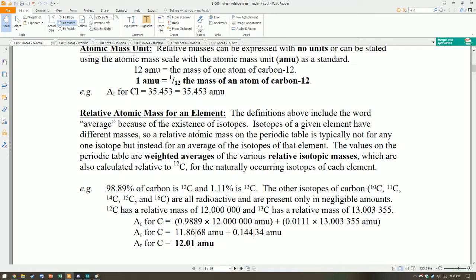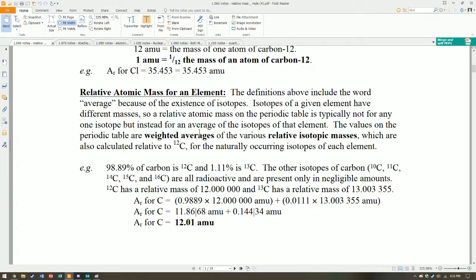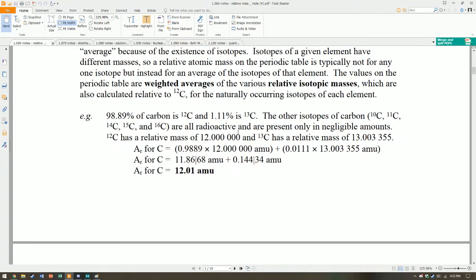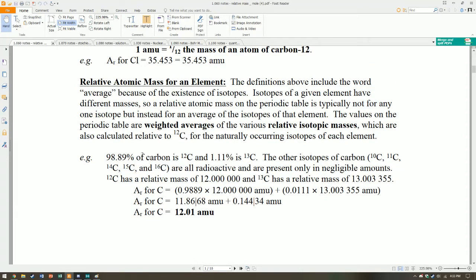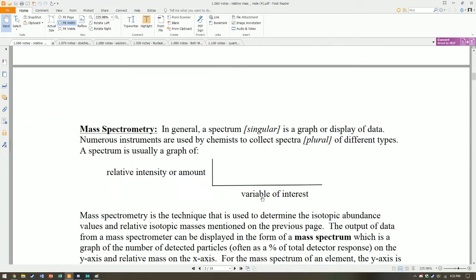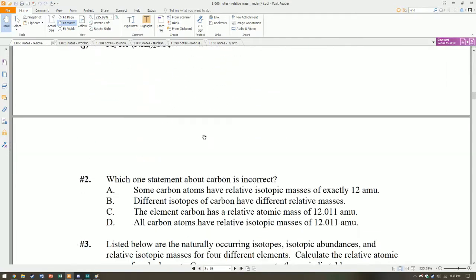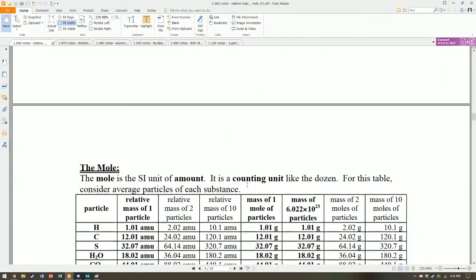So the relative atomic mass of an element is given as an average. For example, the way we calculate the average atomic mass here is like so. Since 99% of carbon is carbon 12 and 1% is carbon 13, we take 99% of 12 and 1% of 13, add them together, and we get 12.01 as the average atomic mass. I'm not going to go over the mass spectrum stuff because we go over it in topic 11. However, that's how we do it.